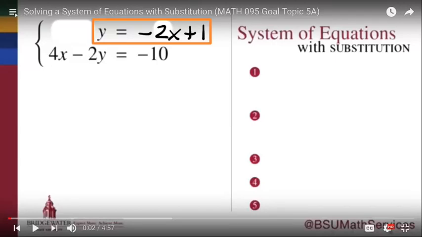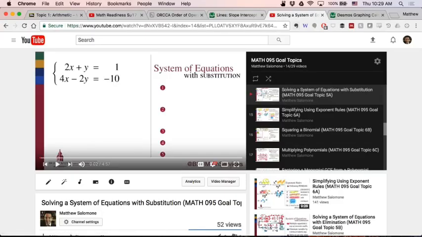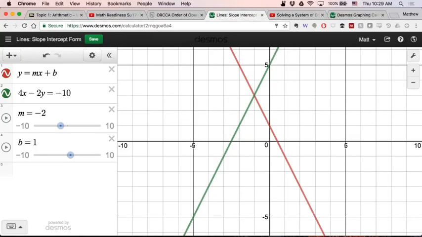The last skill for today is to talk about how to take two linear equations and find a common solution to them both. I want to find an x and a y that not only is a data point in this first line, but is also a data point in this second line. Or put another way, here are my two lines: y equals minus 2x plus 1, and 4x minus 2y equals negative 10. I want to find that point which belongs to both lines.